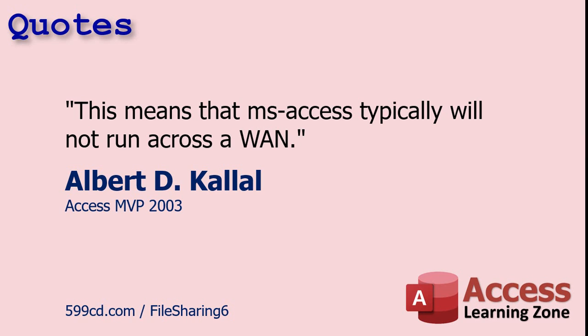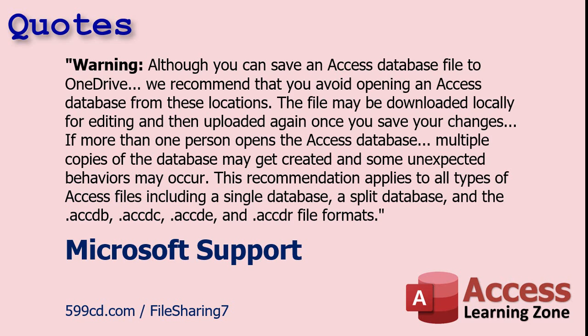This one's an excellent technical article. By the way, you'll find links to all these down below in the description you can click on. When you're running Access over a file sharing service, you're technically running over a WAN, a wide area network. And while internet speeds have come up a lot since this article was written, they're still not fast enough for running Access. And of course, this one comes straight from the horse's mouth. This is from Microsoft support on their website. And if you don't believe them, who will you believe?